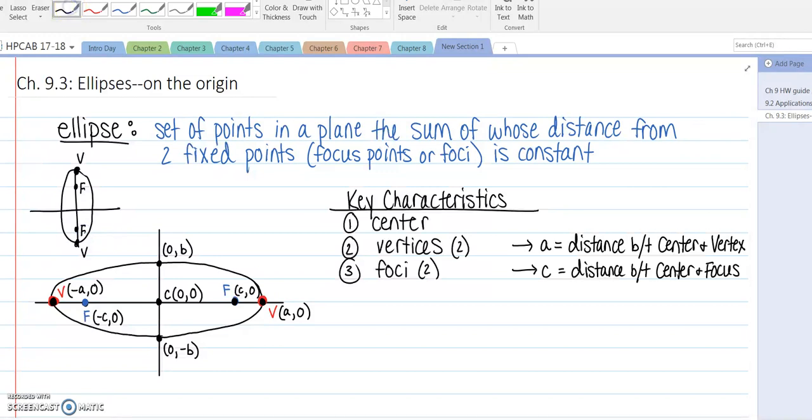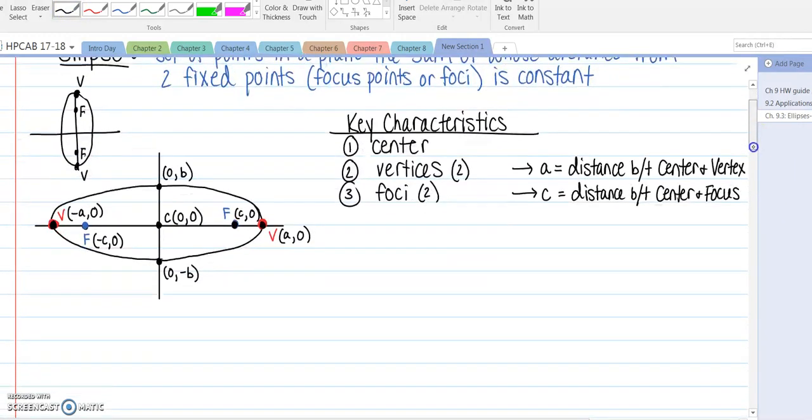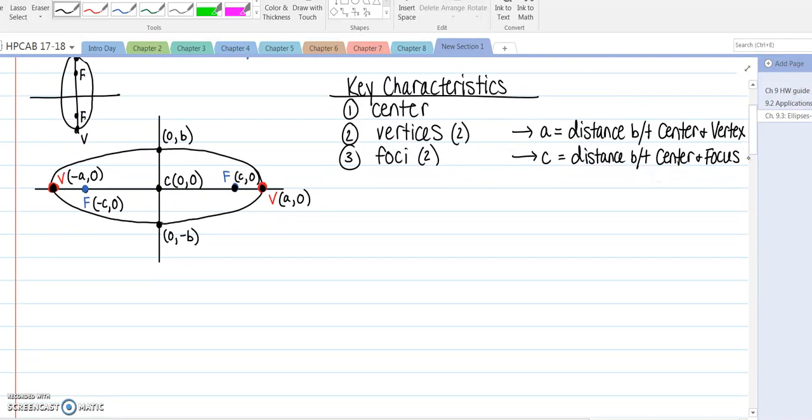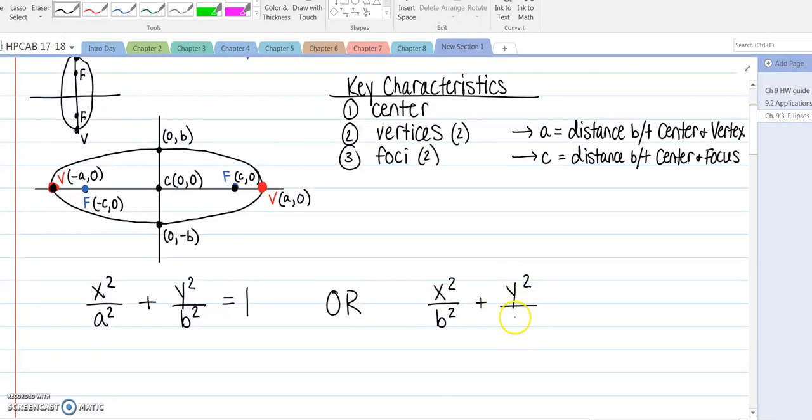Now, the general equation of an ellipse, I'm just going to write it down here. There are two versions, right? One where the vertices are in the x direction, so this variable A is with the x value, and the B variable is with y. Okay, so that's one version. Or you could have the vertices in the y direction, which means A is with y and B is with x.